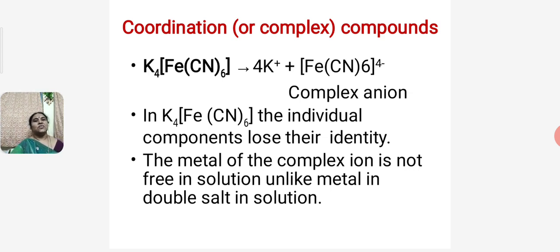Here you can see potassium hexacyanoferrate complex, when dissolved in water, produces two types of ions, K plus ions and hexacyanoferrate ions. In potassium hexacyanoferrate, the individual components lose their identity. The metal of the complex ion is not free in solution, unlike the metal in the double salt in solution.